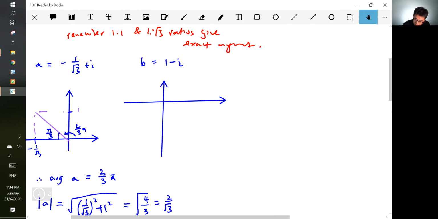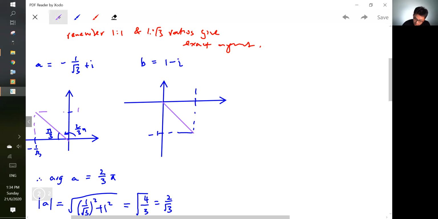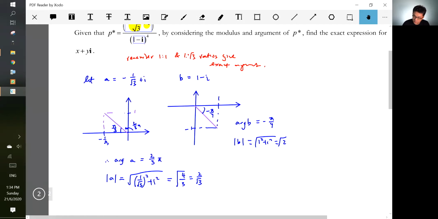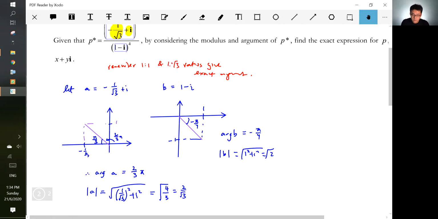You don't need to draw it once you already know how to visualize the Argand diagram. But for some of you who struggle with the argument, I will just encourage you to just draw it. So this is minus pi over 4. Mod B is quite simple. It's actually root 2. Okay, there you go. Settle this first.